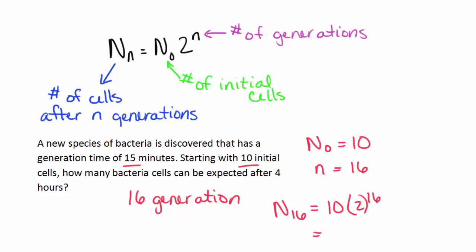So when we plug that in and solve for it, this will be equal to 6.5 times 10 to the 5th power. Okay, so that's the number of bacterial cells that you'll have after 16 generations if we're starting with 10 initial cells.